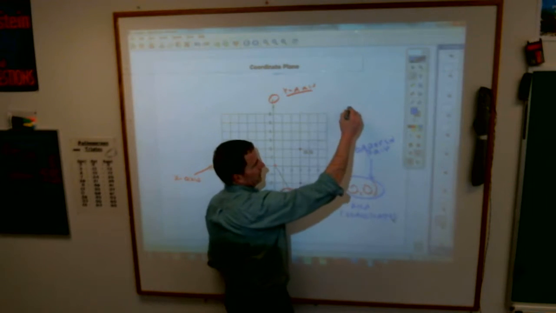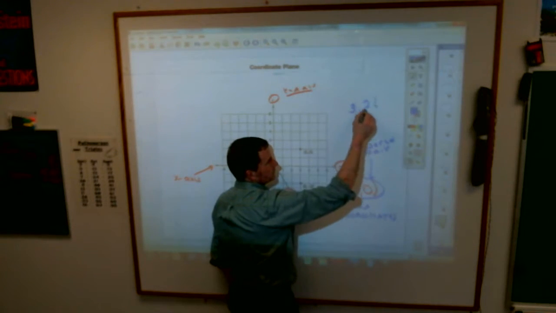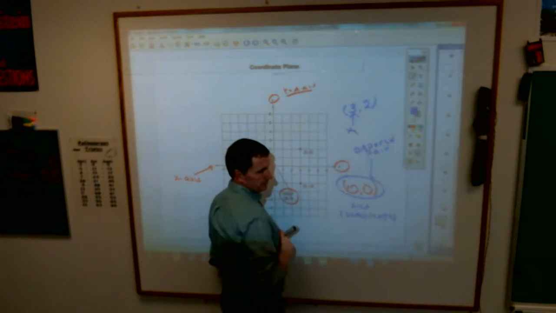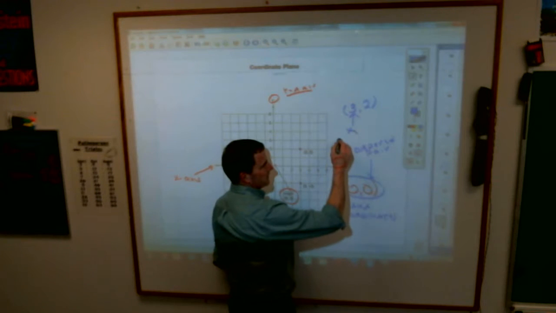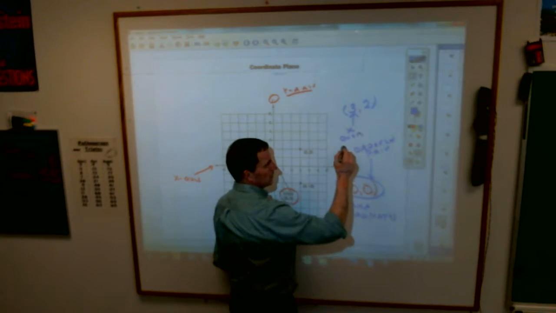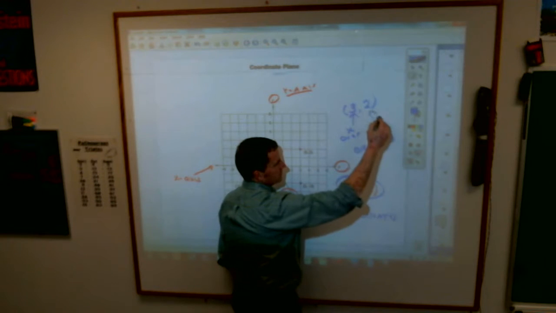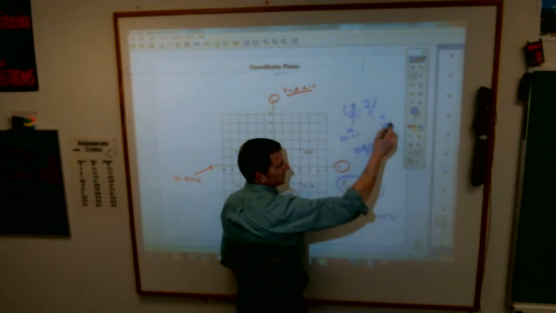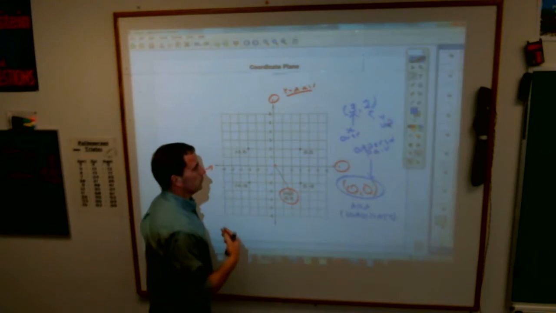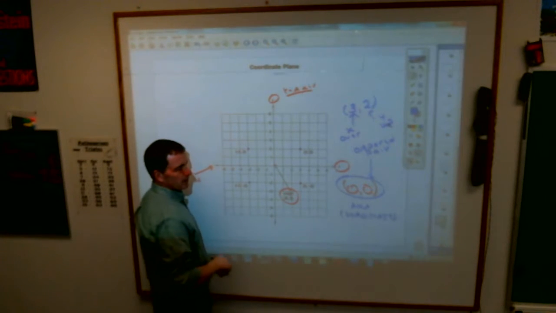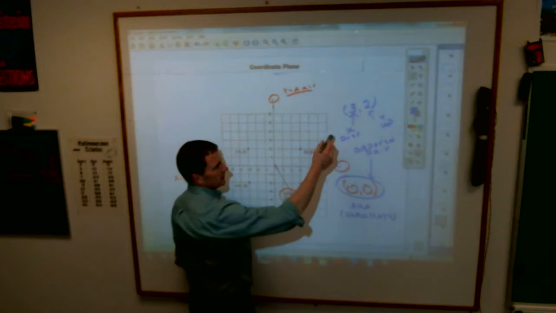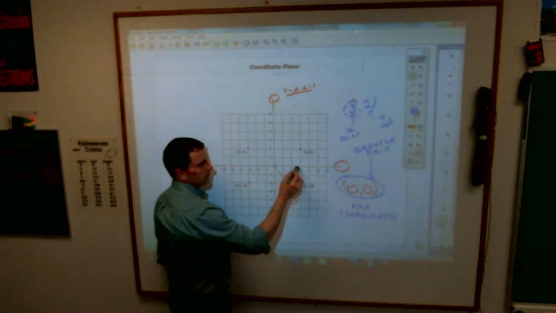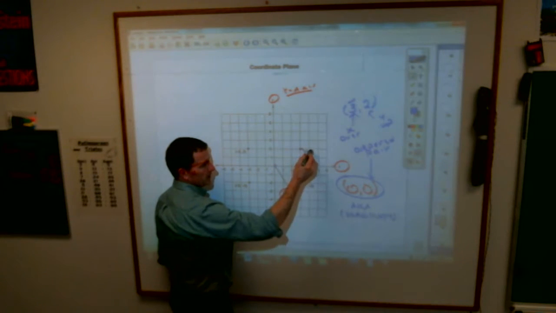If you have this ordered pair, 3, 2, the first number we call the X number, it is how far over you go, and the second number is the Y number, and it's how far up or down you go. So if you're looking for the point 3, 2, you start at the origin, and this tells you go over 3 and up 2. Over 1, 2, 3, up 2. That's point 3, 2.